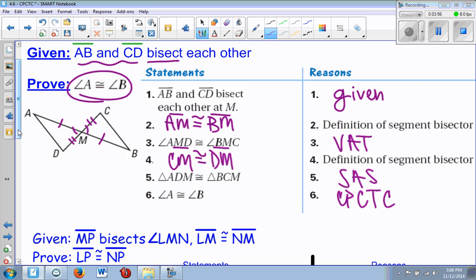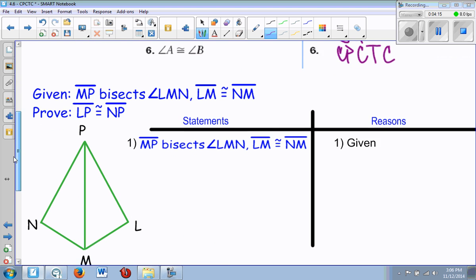So if you notice about the statements and the reasons in the proof, it's the exact same process as what we've been doing the entire unit with one step added on the end. That's really all it is, one step added on the end. The rest of the proof is the same as what we've been doing all unit. Coming down to the next one.